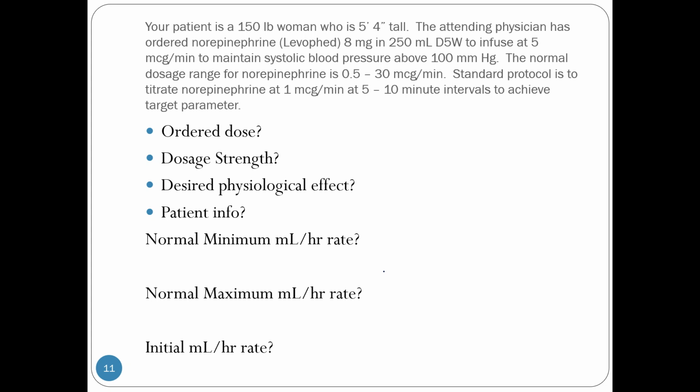Hello, welcome to another example of a med that is being titrated or adjusted. Again, as I read through the problem, I am going to try to categorize or make sense of the information and fill it in with the questions below.